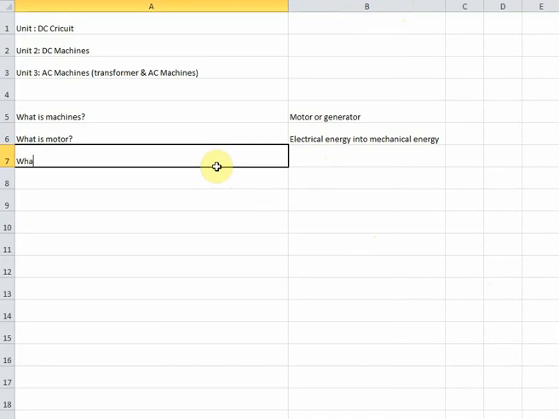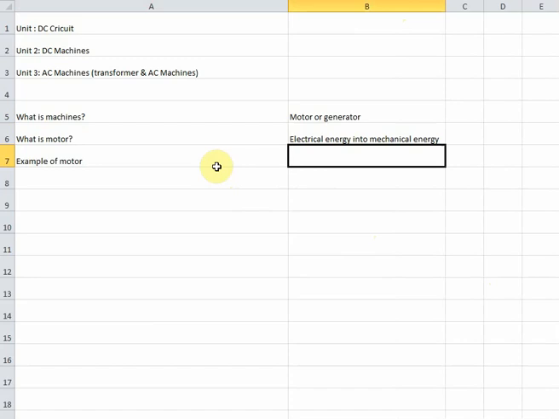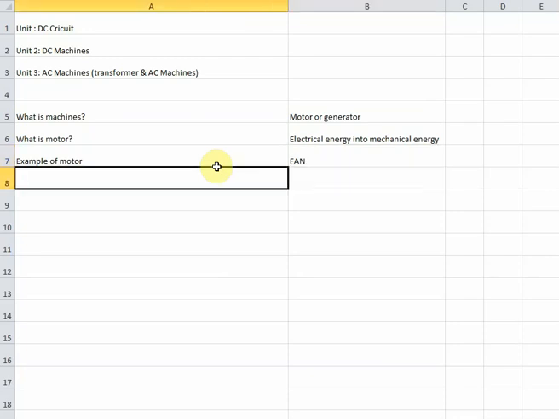Then the next question: example of a motor. What is an example of a motor? You can say ceiling fan. Or what else? Fan, mixer, you use it as a mixie, grinder. These are examples of a motor. Immediately you should know the fan, either the table fan or the ceiling fan, because electrical energy goes inside and mechanical energy is produced. Rotation is produced. That is about the motor.